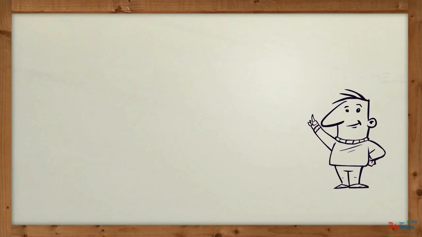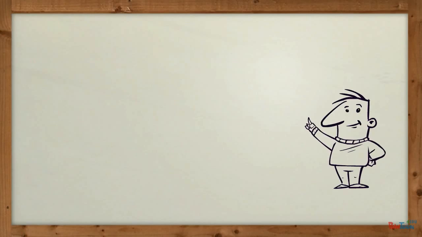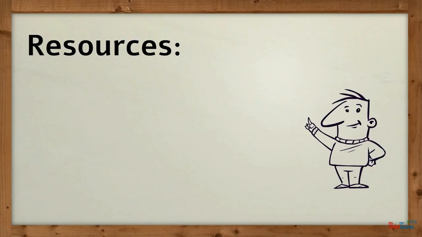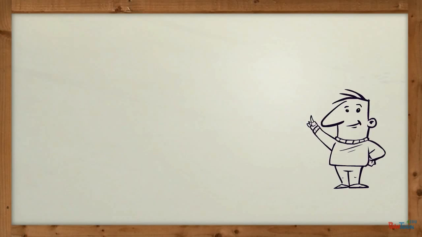Once you have identified the conditions, you will need to plan how you will develop those conditions in the learning environment in a timely manner. Other more common conditions relate to the resources that can be accessed and employed by the learner completing the experiences. For example, guiding documents, worksheets, books, computers, the internet, or other learners and/or experts to collaborate with.